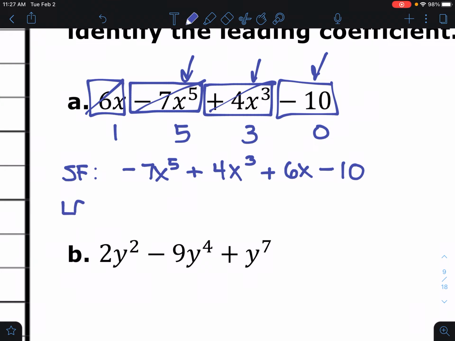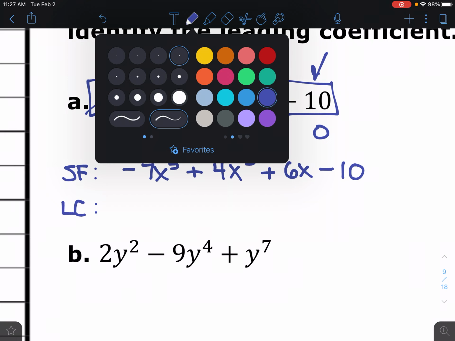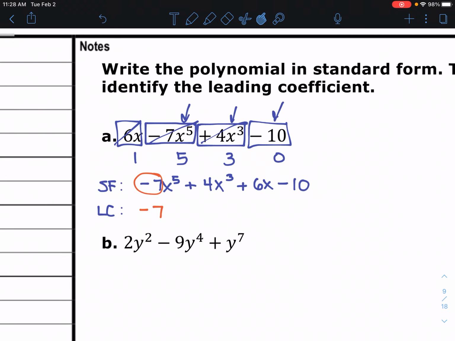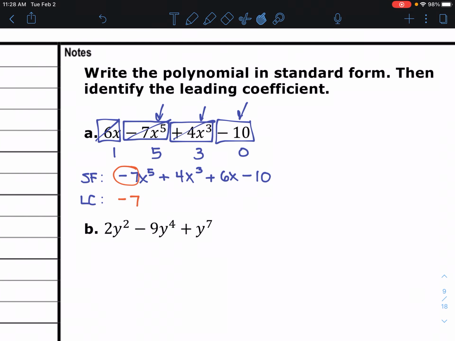And you've got it. The leading coefficient, remember, the coefficients are these things. These are coefficients, just the numbers in front. So the leading one is just the one that's in the very, very front after you've put it into standard form. So the leading coefficient is negative 7. And now you've written it in standard form and identified the leading coefficient. All right, so this next one.